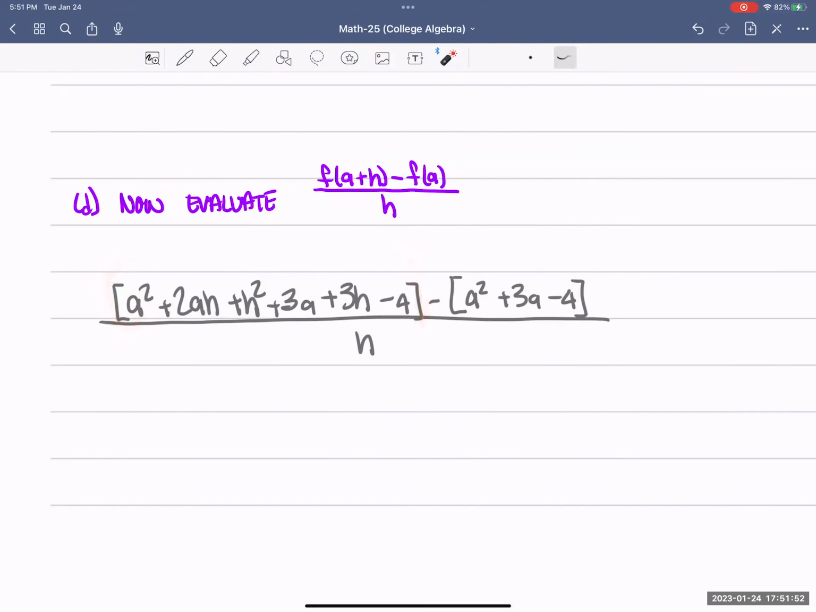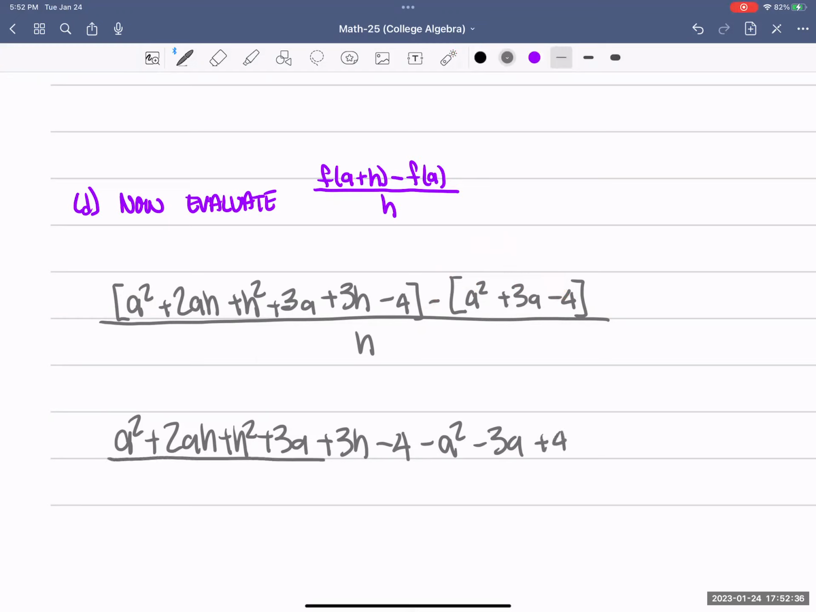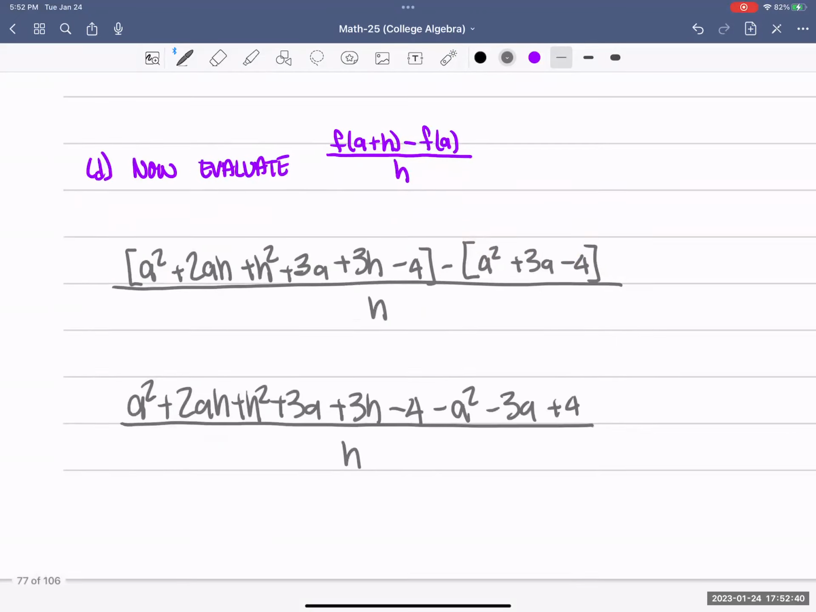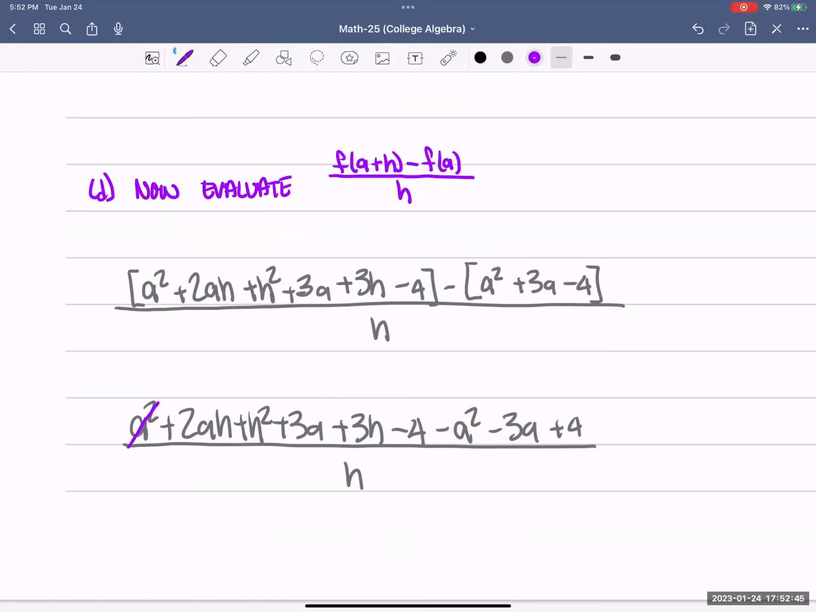So looking at these first set of brackets, it looks like we could just drop those because we don't have anything being multiplied out here in the front. But for this set of brackets, we have to distribute this negative through each of those 3 terms. So let's rewrite that first left part. A squared plus 2ah plus h squared plus 3a plus 3h minus 4. And distribute negative times a squared is a negative a squared. Negative times 3a, negative 3a. And lastly, negative times negative 4 is going to be a positive 4. Dividing all of that by h. And it looks like things started subtracting out. A squared, negative a squared. Positive 3a, negative 3a, negative 4, positive 4.